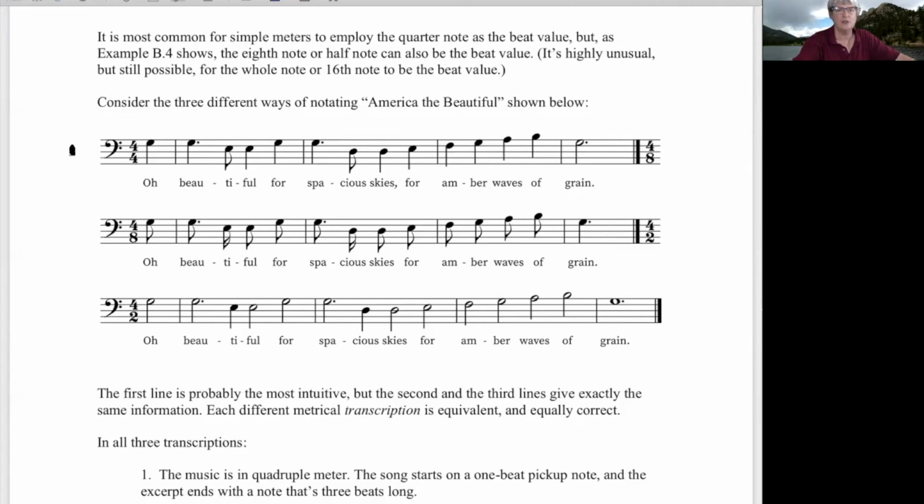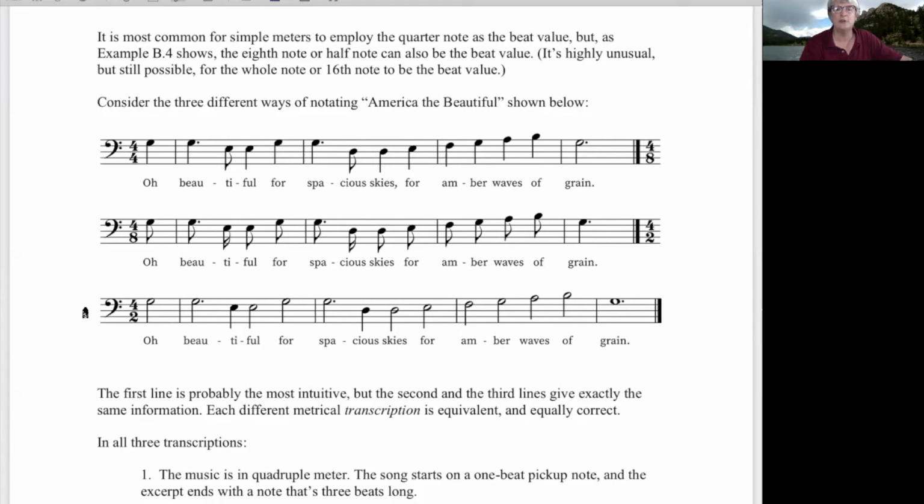Now, while the first line may be the most intuitive way of writing this music out, the second and the third line are equally correct as interpretations of this music. And in fact, all 3 lines give us exactly the same information. Each of these 3 different metrical transcriptions is equivalent to each of the others, and it is equally correct.